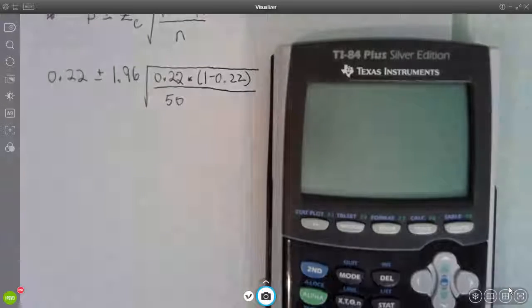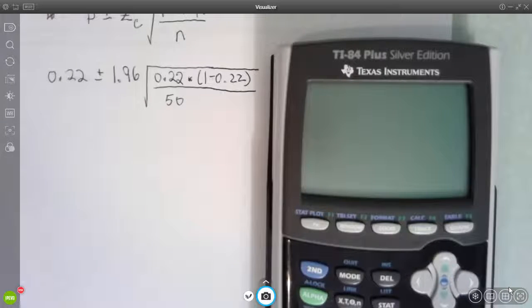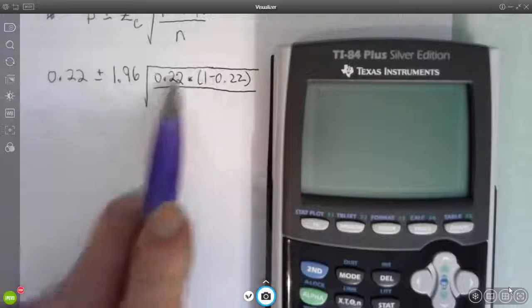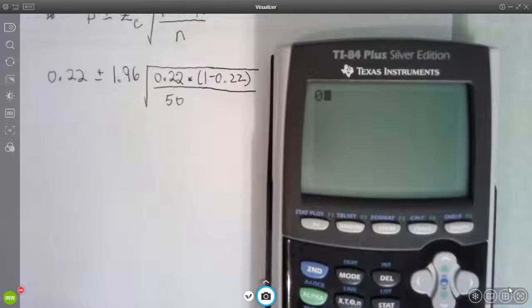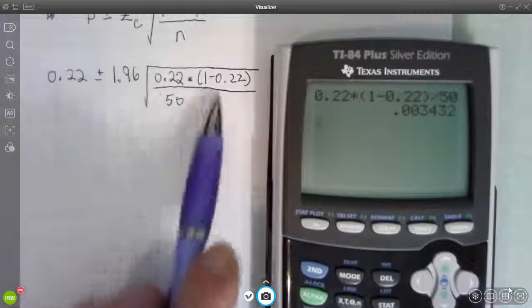Now this is a bit of a mess to type into the calculator. I'm going to show you my style. You can do it any way that works. What I like to do is to get this fraction first because it's just a little bit easier for me to see what's going on. So I'm going to have 0.22. I'm going to multiply by 1 minus 0.22. And then I'm going to divide that by 50 and press the enter. That is the number that goes underneath the square root sign.